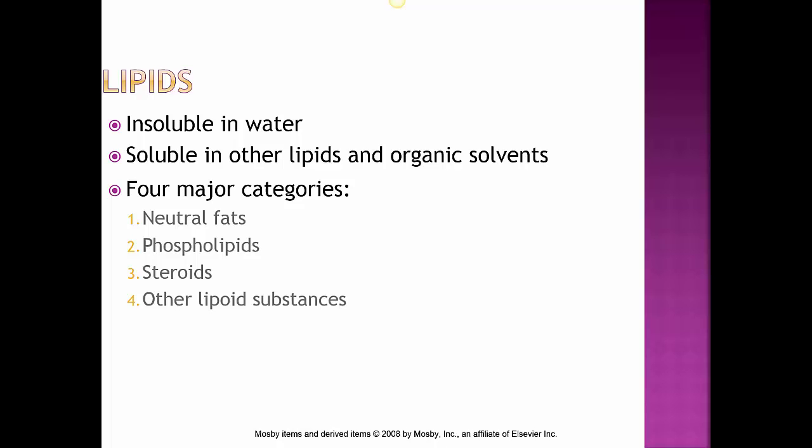There are four main categories we look at here: the neutral fats, which are like triglycerides; phospholipids, which are found in the cell membranes and membranes of organelles; steroids, which make up cholesterol and different hormones; and then other lipoid substances.